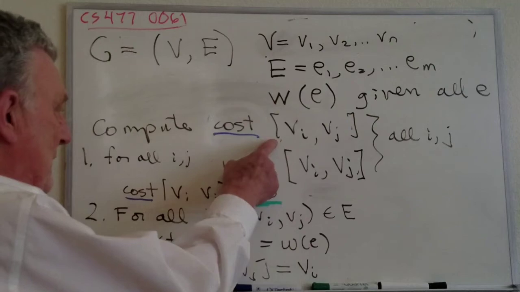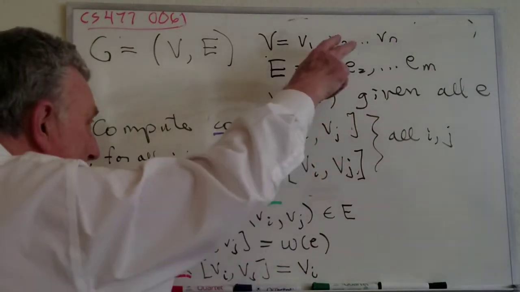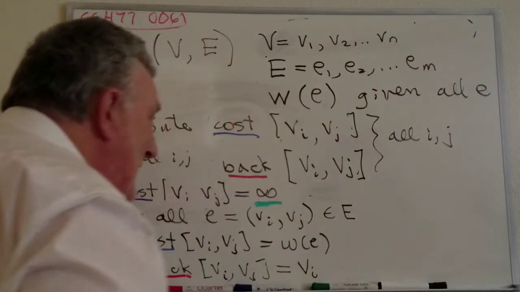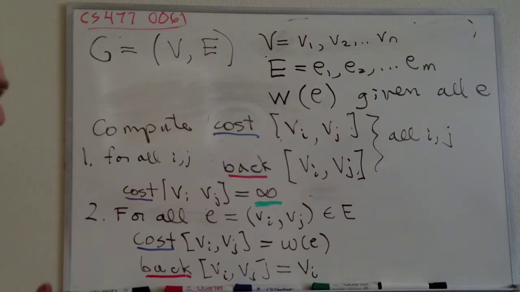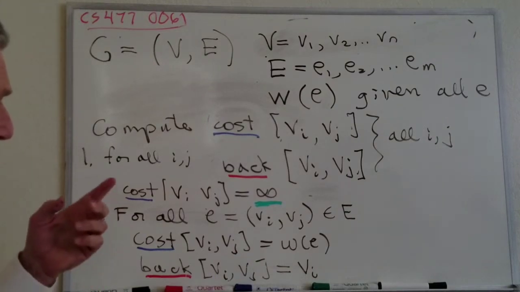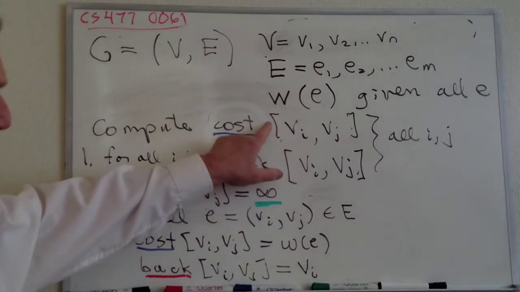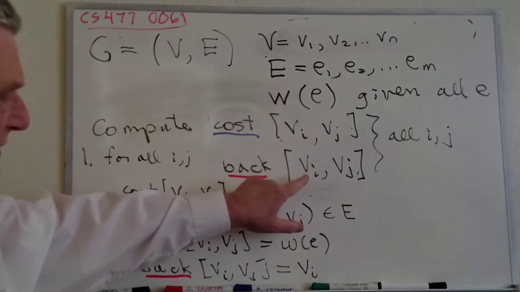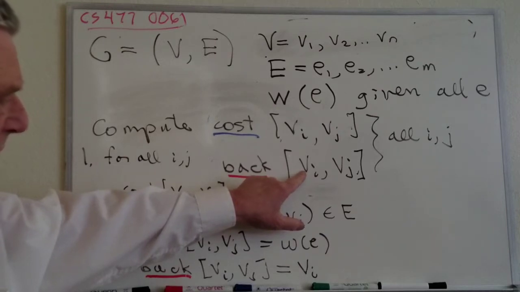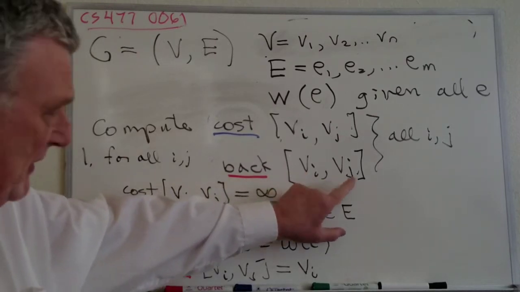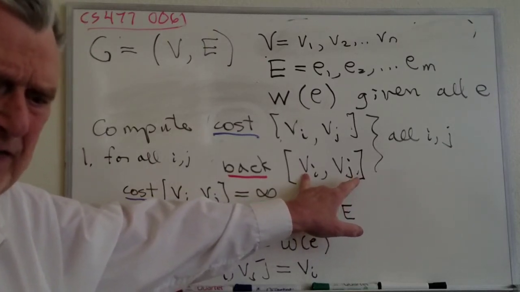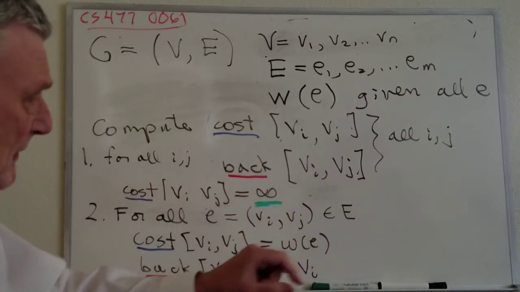So our job is to compute the cost for each pair of vertices. The vertices are numbered from 1 to n. The edges are numbered from 1 to m, where m could be anywhere up to n squared. And we are to compute cost(vi, vj), which is the weight of the shortest path from vi to vj, and back(vi, vj), which is only defined if i is not equal to j. And back(vi, vj) is the second to the last vertex in the shortest path from vi to vj.